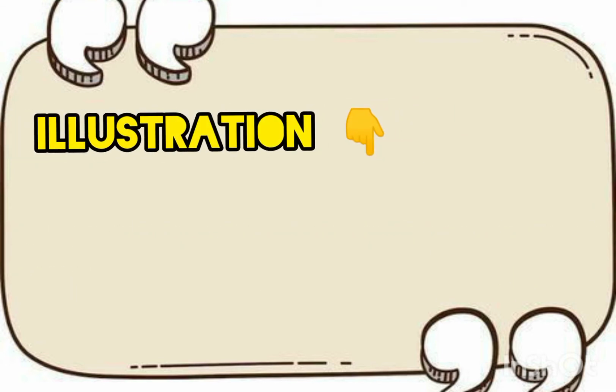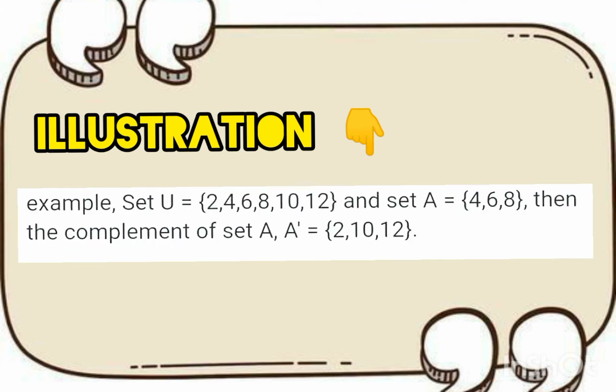Here is a simple illustration where U is the universal set and the complement of set A is A apostrophe. For example, the set U is braces 2, 4, 6, 8, 10, 12 braces, and the set A is braces 4, 6, 8 braces. Then the complement of set A, A apostrophe, is equal to braces 2, 10, and 12.